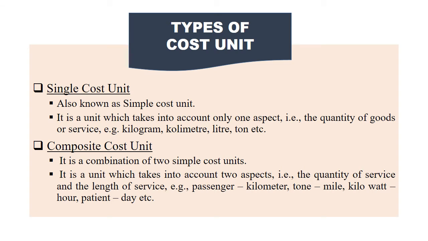In case of types of cost unit, there are two types, single cost unit and composite cost unit. Single cost unit, as the name suggests, is simple as it considers only one aspect. For example, in case of quantity of goods, kilogram, ton, etc. On the other hand, a cost unit is said to be composite when two units are merged into one. For example, in goods transport industry, the composite cost unit is per ton kilometer. For hospitals, it is per bed per day. In case of passenger transport industry, it is per passenger kilometer.